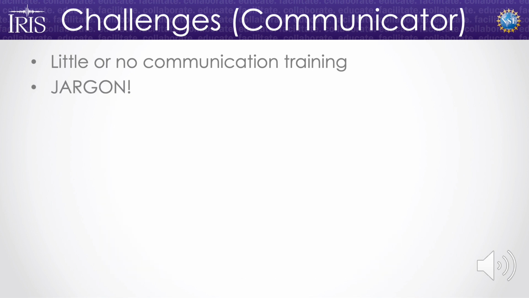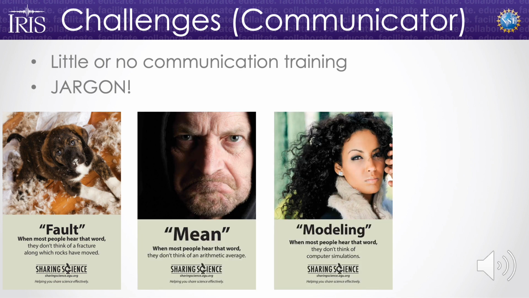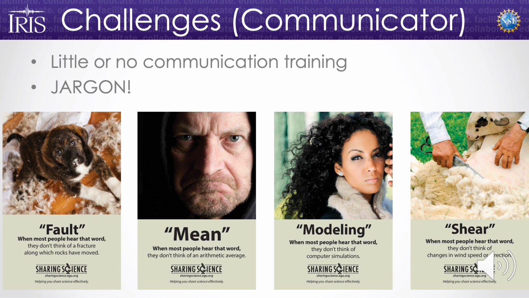Also, jargon. Jargon can be great, right? It's a shorthand for scientists to talk to each other, but outside of our small subdisciplines, that jargon can actually be really problematic. The Sharing Science team at AGU has put together some really cute examples of different kinds of jargon. So examples like fault. Most people outside of, say, tectonophysics wouldn't really think about fault in terms of earthquakes. They would think about fault in another way. The same with mean or modeling or shear. Also words like elucidate or utilize, these million-dollar words that just complicate our speech, make us sound smart. We can probably do away with those things just to make our communication more understandable.